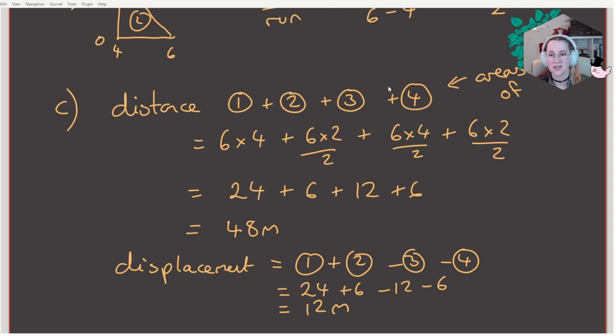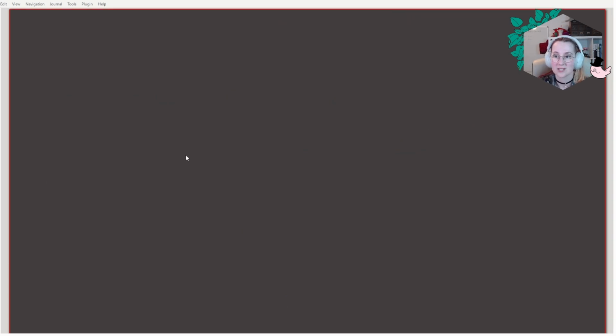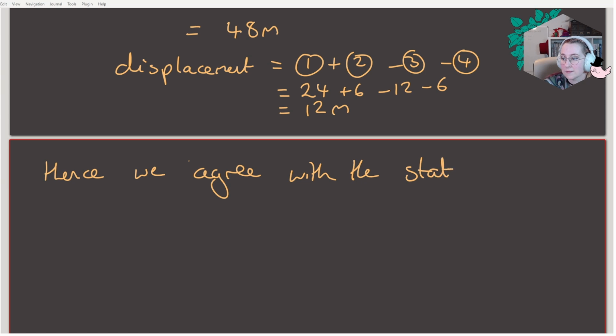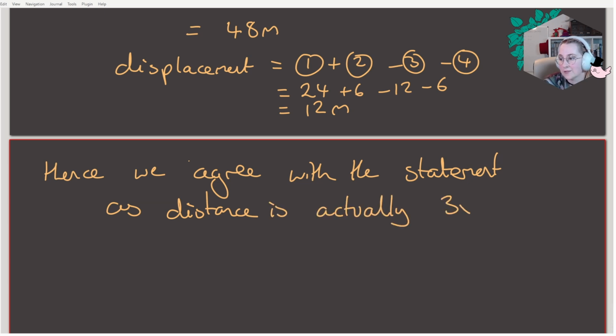So I think we can say with pretty good certainty that we agree with the statement, as distance is actually 3 times displacement. So somehow we managed to travel 3 times the length of the distance that we moved. 5 massless people at a time. Exactly.